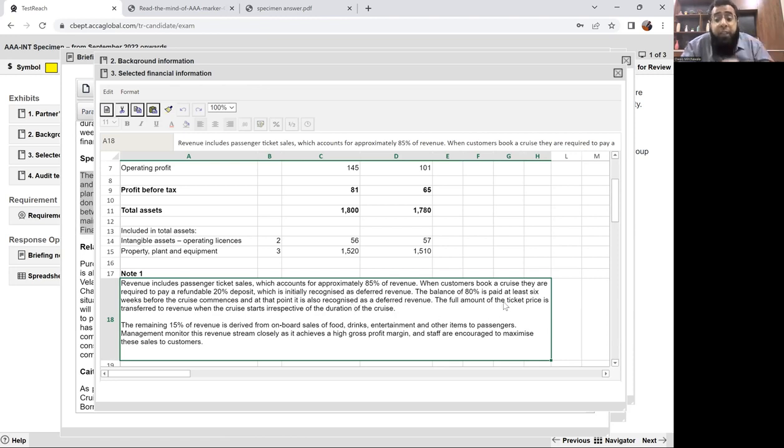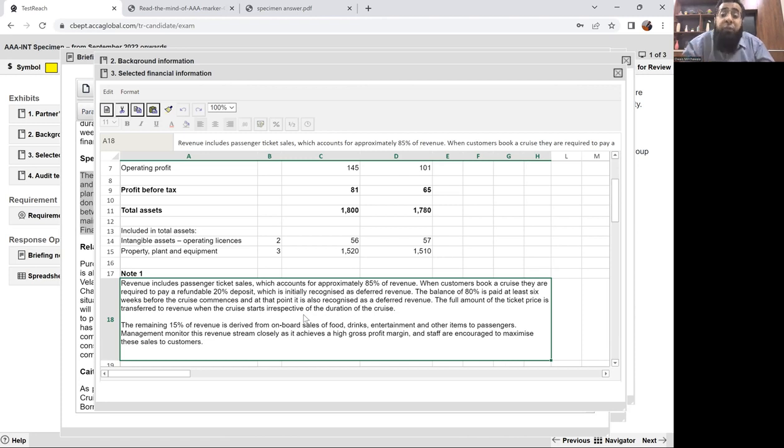The full amount of the ticket price is transferred to revenue when the cruise starts, irrespective of the duration of the cruise. See, this is wrong. This is wrong. We have to spread the revenue over the duration of the trip, not recognize it immediately. Just use your mind. Some of the trips may not be completed at the year end because trips take between 2 weeks to 6 weeks.